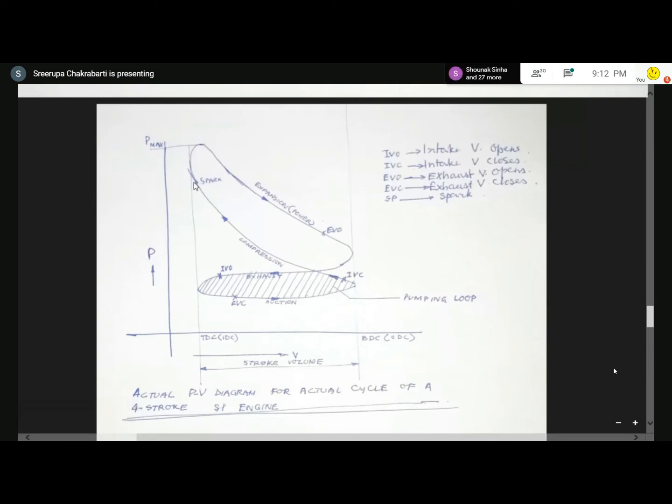Now at this point, spark occurs. After the spark occurs, the ignition is there, and then the combustion may start here itself. It may start anywhere depending on the timing of the spark. The spark may be advanced to some point or may be retarded. Depending on that, the combustion may start either before or after.